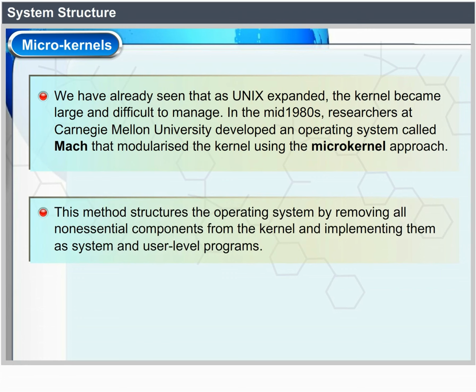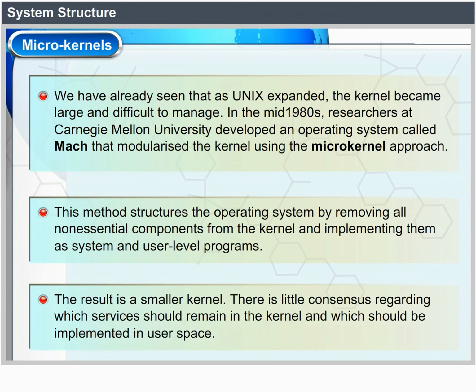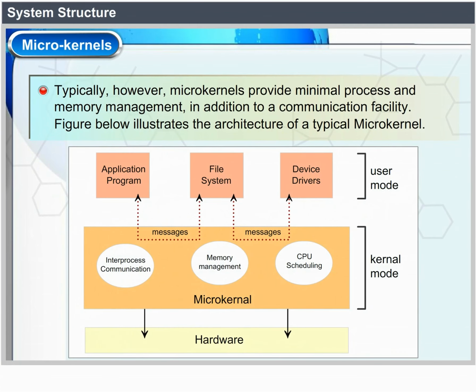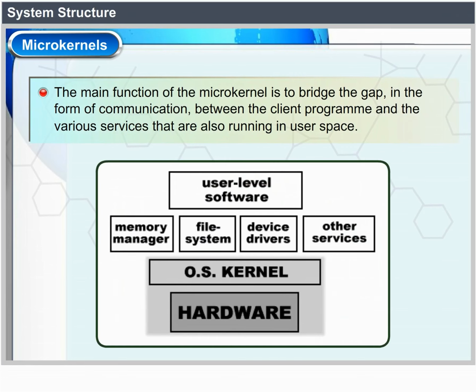There is little consensus regarding which services should remain in the kernel and which should be implemented in user space. Typically, however, microkernels provide minimal process and memory management in addition to a communication facility. The figure below illustrates the architecture of a typical microkernel. The main function of the microkernel is to provide communication between the client program and the various services that are also running in user space. Communication is provided through message passing.